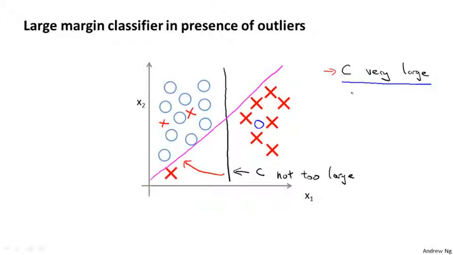And just to remind you, C plays a role similar to 1 over lambda, where lambda is the regularization parameter we had previously. So it's only if 1 over lambda is very large, or equivalently if lambda is very small, that you end up with things like this magenta decision boundary. But in practice, when applying support vector machines, when C is not very, very large like that, it can do a better job ignoring a few outliers like here, and it'll also do reasonable things even if your data is not linearly separable.